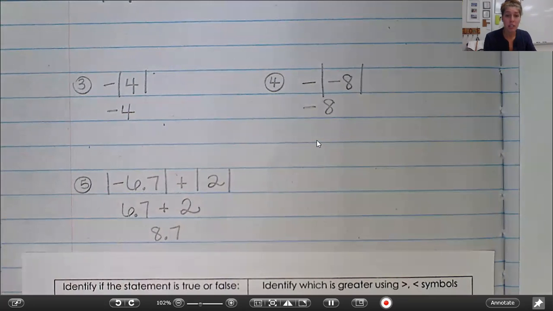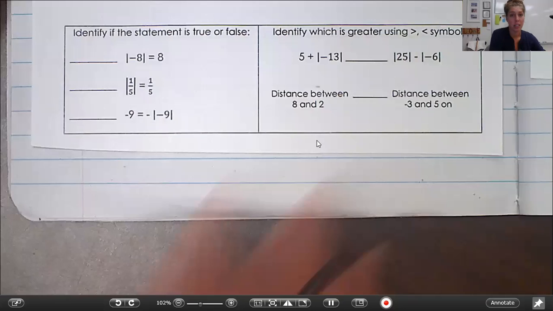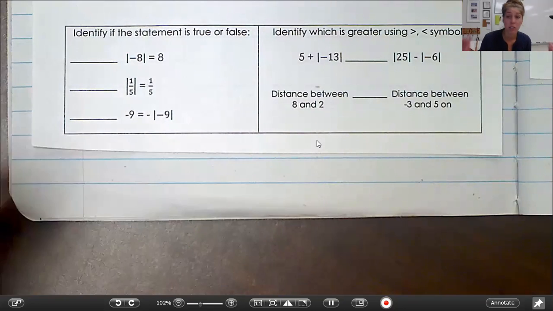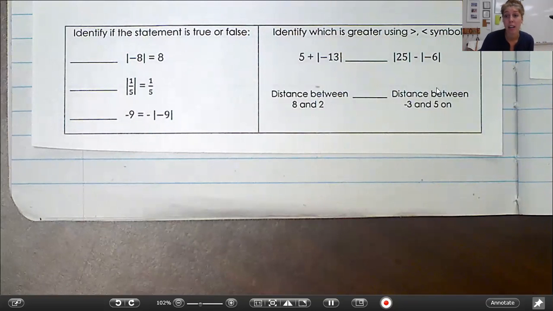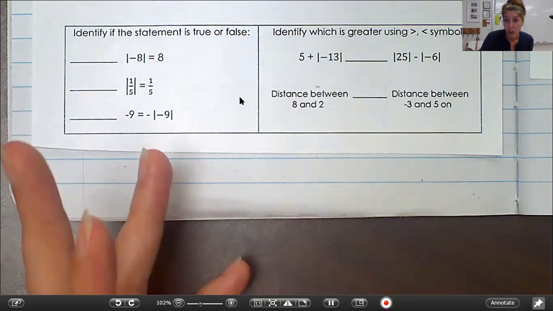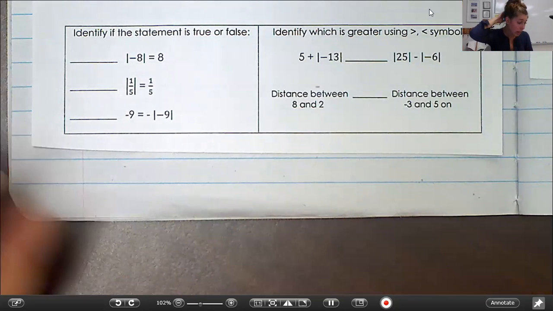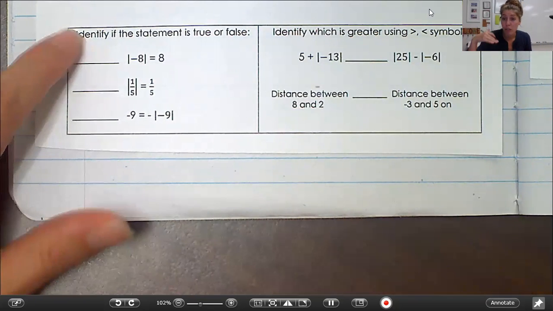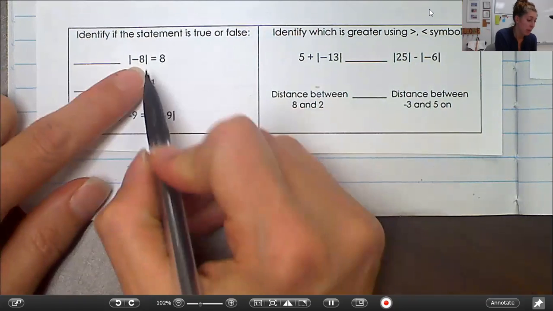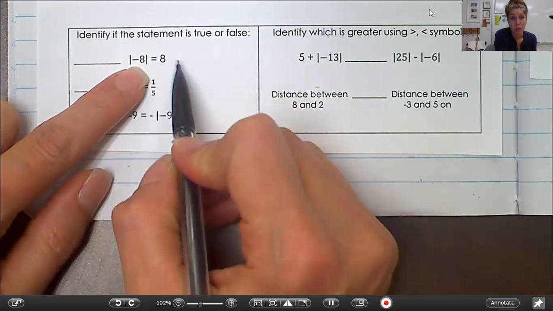Okay. So I've kicked it up just a little bit to ask you some true false questions, tell me which one is greater, things like that. Again, this is a perfect opportunity for you to try these on your own and then press play when you are done, okay? So identify if the statement is true or false. Absolute value of -8 is equal to 8.